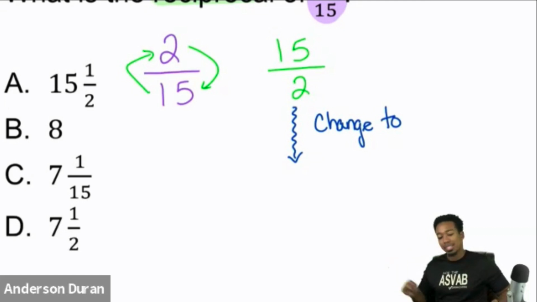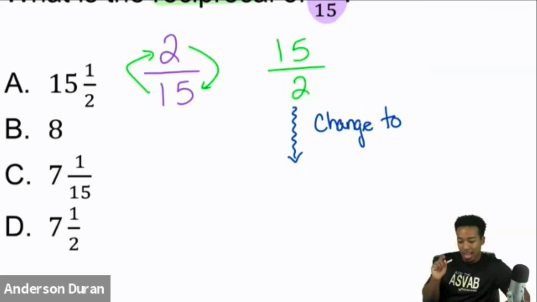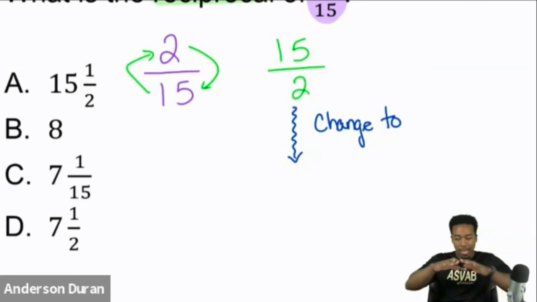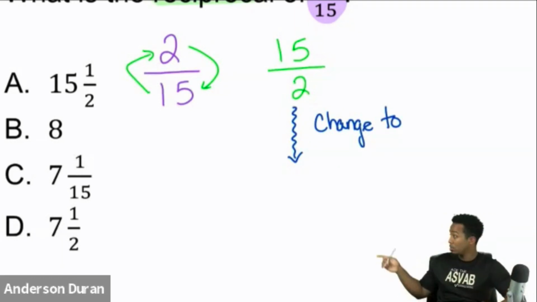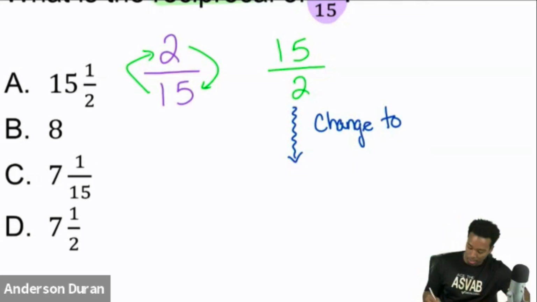Yes or no? Does that make sense, everybody? Before I continue, does that make sense? You're basically analyzing the playing field and saying, oh, all of the answers are in that form. Well, then let me make sure I put it in that form. That's it. You're analyzing the playing field here. So change to a mixed number.